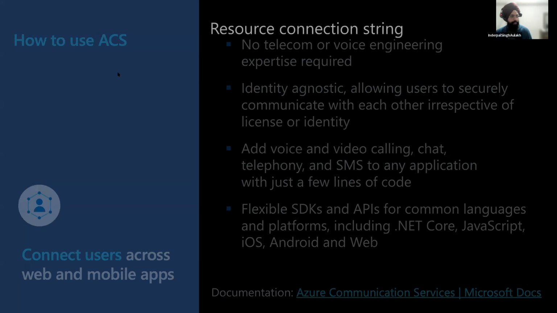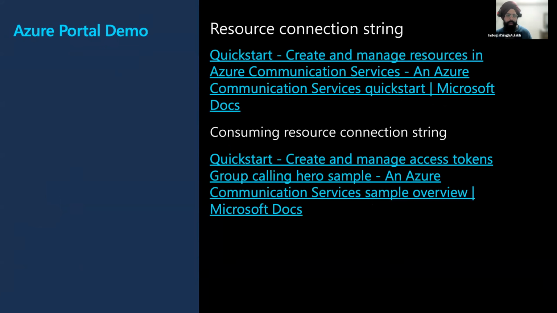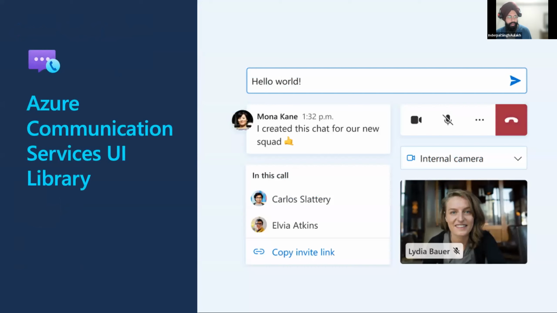So yeah, that's all about the Azure portal and the connection string. Now Amy will talk about how to integrate the ACS UI library into your application.